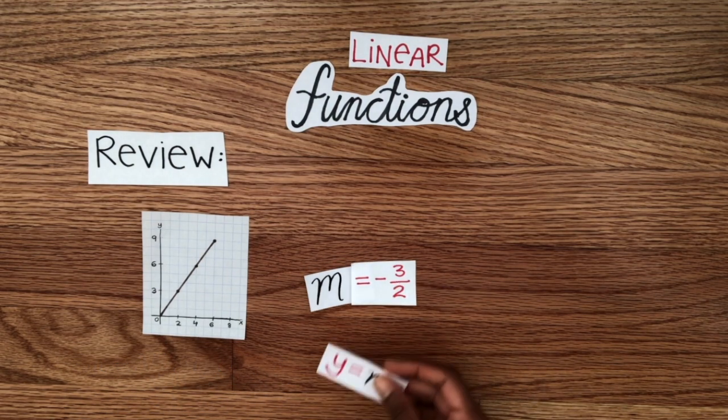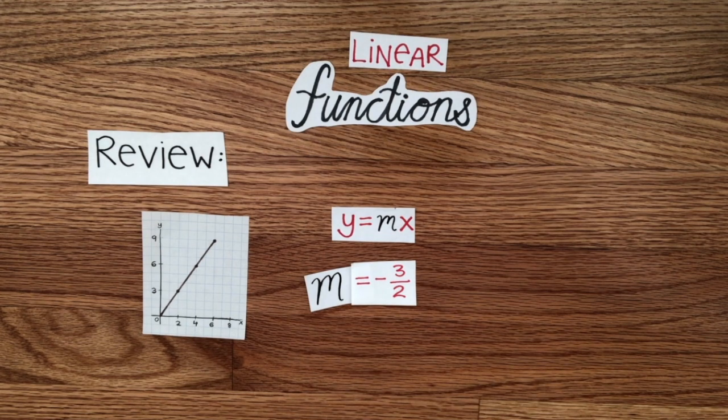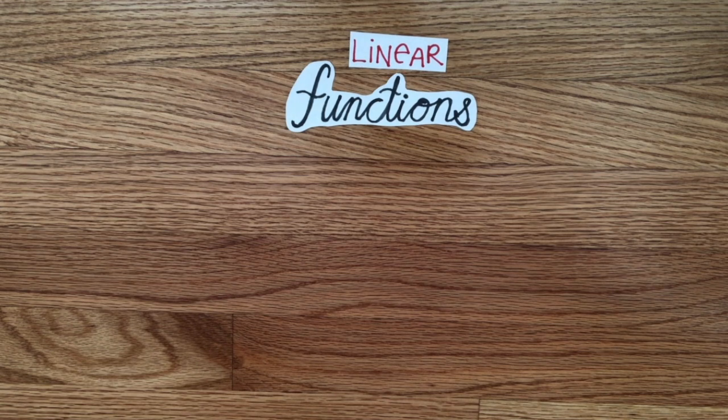This makes sense because we know that x and y are proportional. So, as x increases or decreases by a constant, y should also increase or decrease by the same constant. Now, let's get back to intercepts.